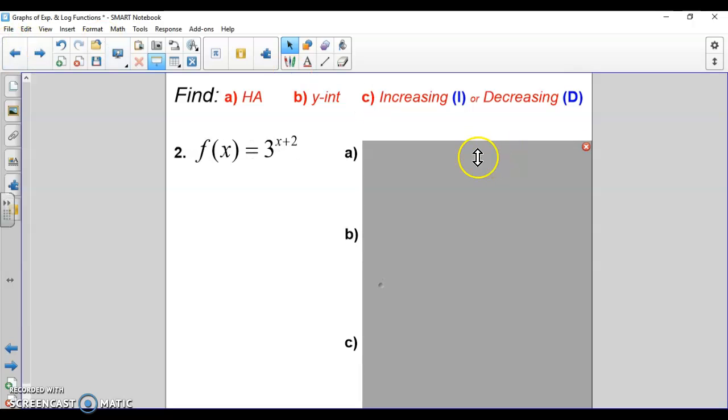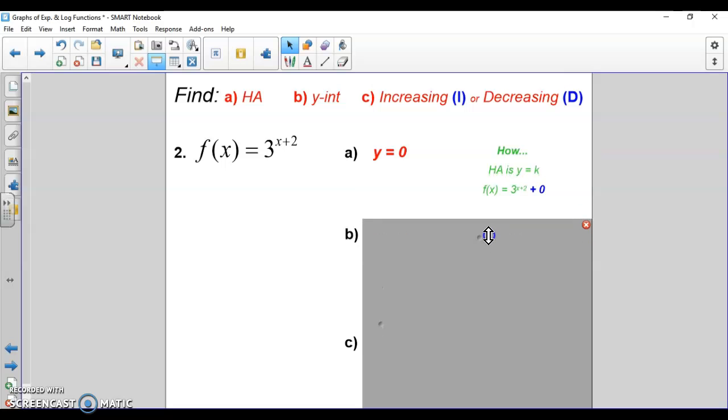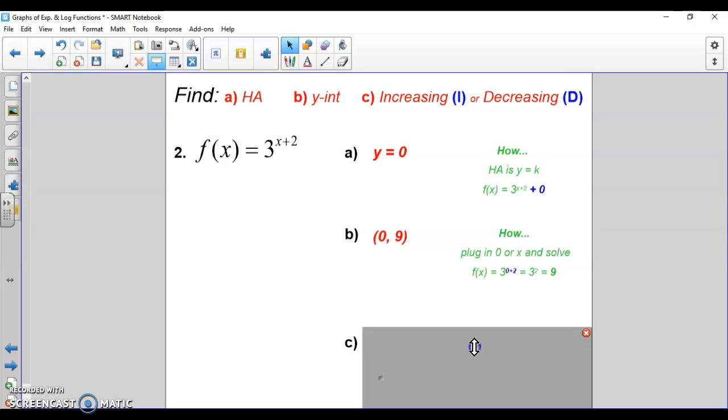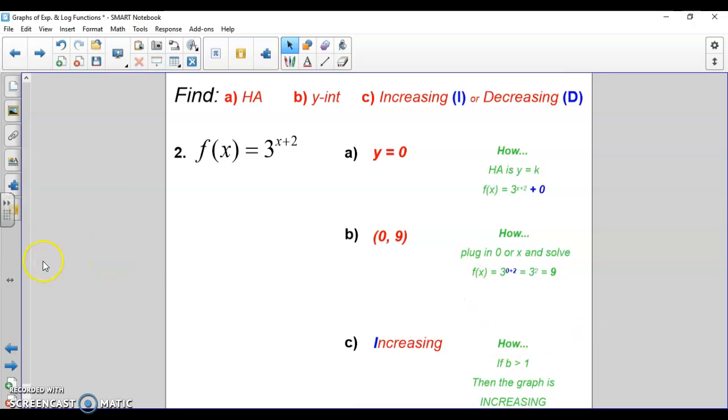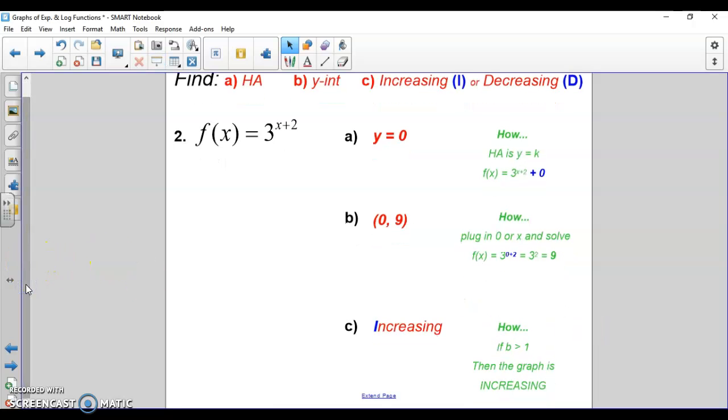Let's check out 2 and 3. Again, y equals k is your horizontal asymptote. I have nothing hanging out there, so it's plus 0, so my horizontal asymptote is 0. My y-intercept this time is 9. I plug in 0 for x, I get 0 plus 2 in the exponent, so it's 3 squared, which is 9. And I have all that work there for you. This graph is increasing again, same reason as last time. Okay?